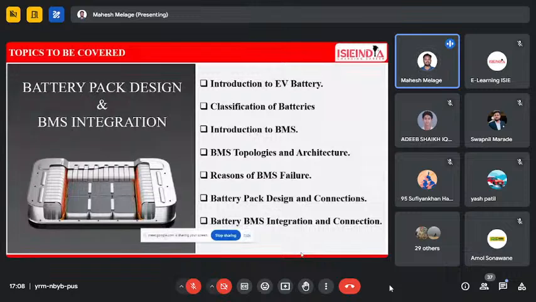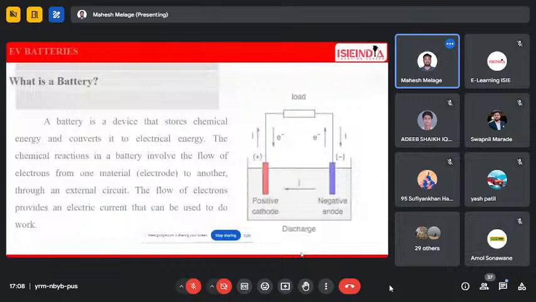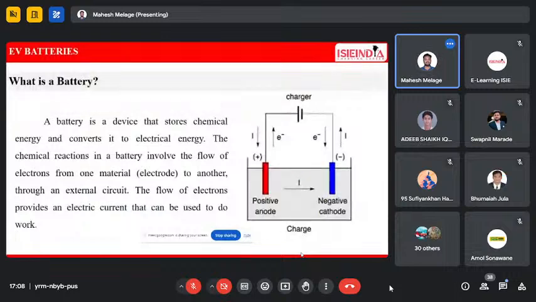So now we're going to our first point, what is the battery. So we know about the battery. The battery is a chemical storage device, meaning chemical energy is stored and then converted to electrical energy. In chemical form, we can use some liquid, some solid state. Okay. The chemical reaction is involved in the flow of electrons from one circuit to another circuit, or one path to another path.